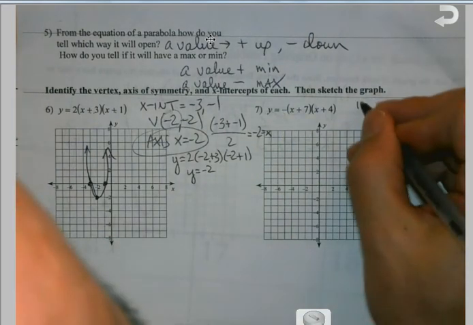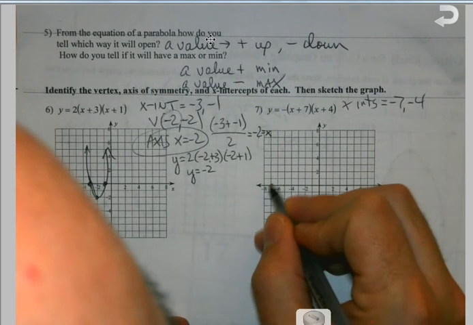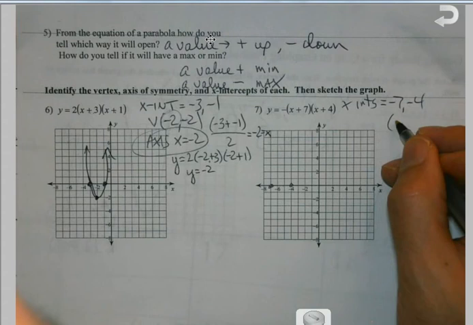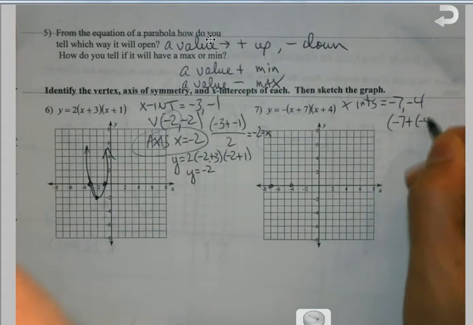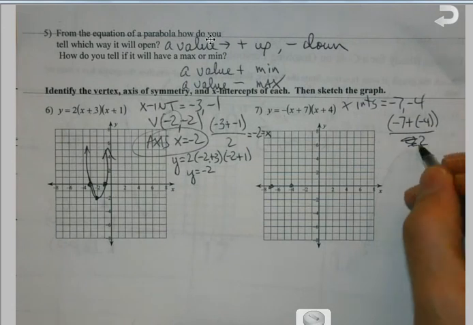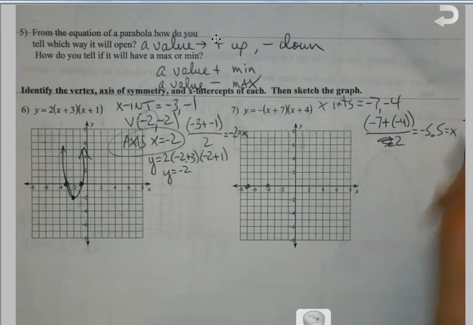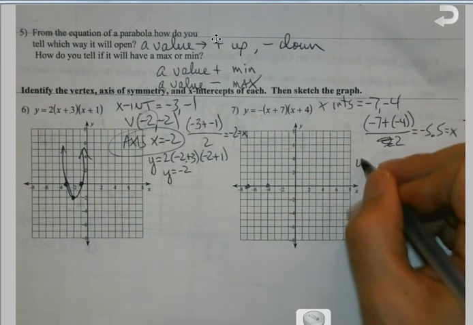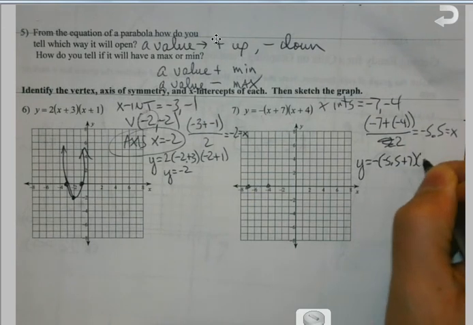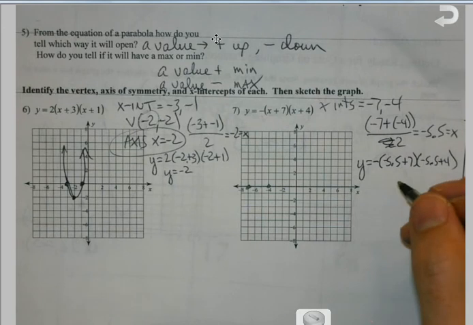Okay. My intercepts are at -7 and -4. Now this time it's a little more interesting because it ends up not at a whole number or an integer value. -7 plus -4 is -11. Divided by 2 is -5.5. That's going to be the x value of my vertex. So then my y is plugging that -5.5 in there for each of those, and then just being really careful.